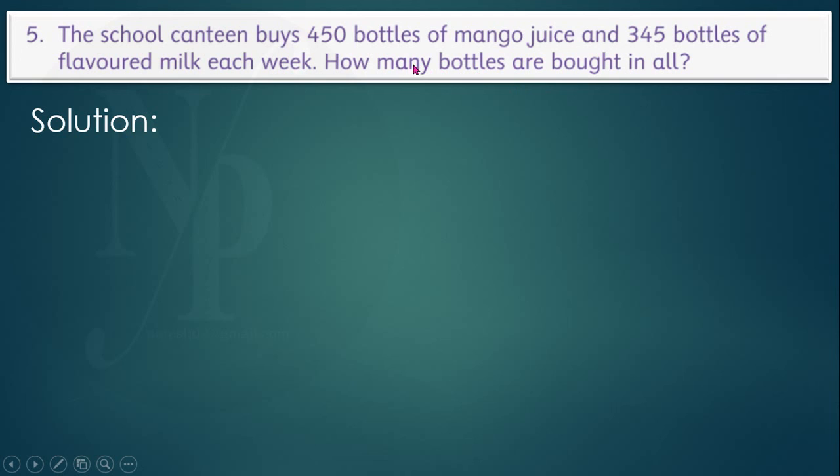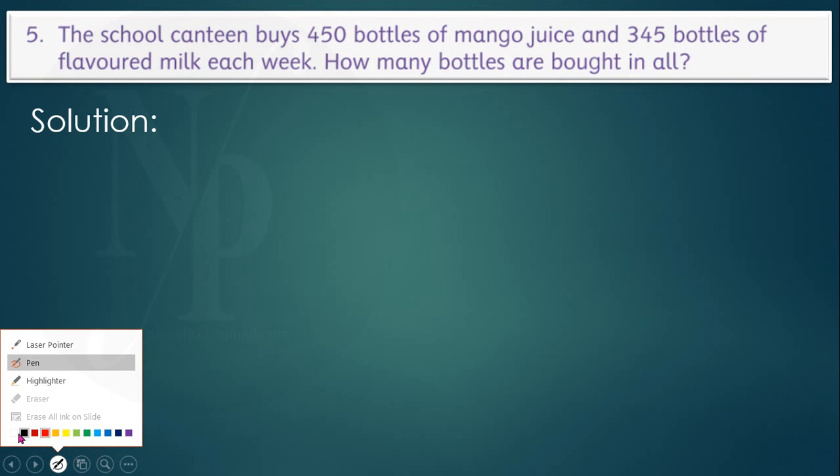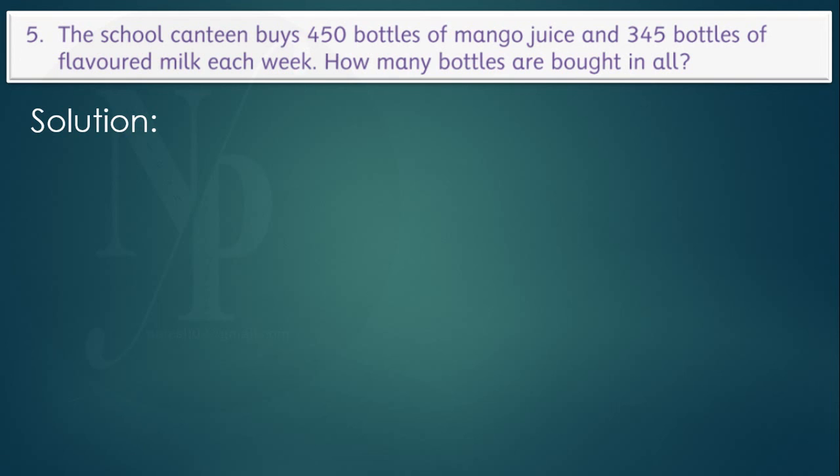How many bottles are bought in all, that is all together, so we must add both. So for that we will add 450 and 345. So for that let us write down these numbers one below the other and we will add.